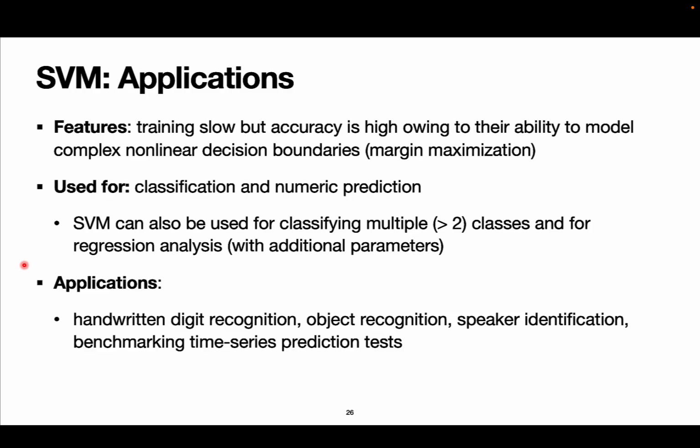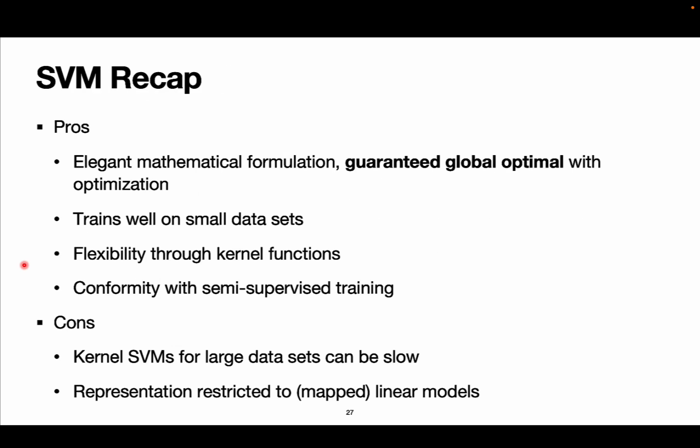On the application side, SVM can be used to solve many two-class and multi-class classification problems. To name a few applications: object recognition, speaker identification, and computational biology. And a final word on SVM: it has an elegant mathematical formulation, it guarantees a global optimum with optimization, and it trains very well on a small data set. But at the same time, there are challenges with large data sets. Performance can be slow, and representation is restricted to linear models.